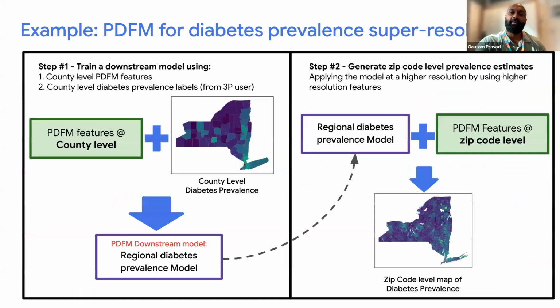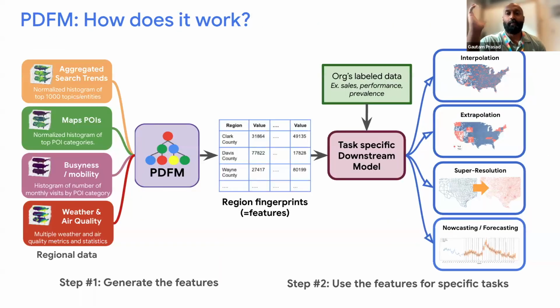And the way we would apply this is we combine it with some ground truth data, and we can empower interpolation where we're missing statistics or data around the country, extrapolation where we might be missing entire states, super resolution where we can go from the county level to a more finer grained zip code, and then nowcasting or forecasting, like shorter long-term forecasting. Next slide.